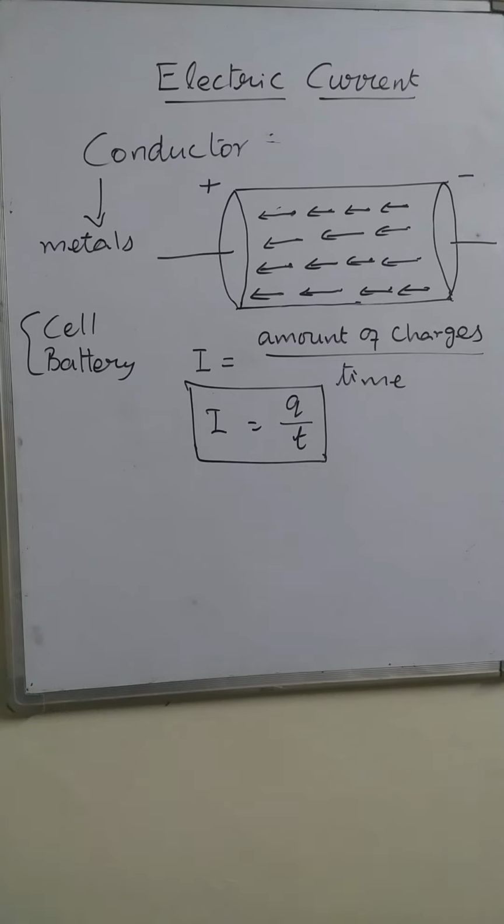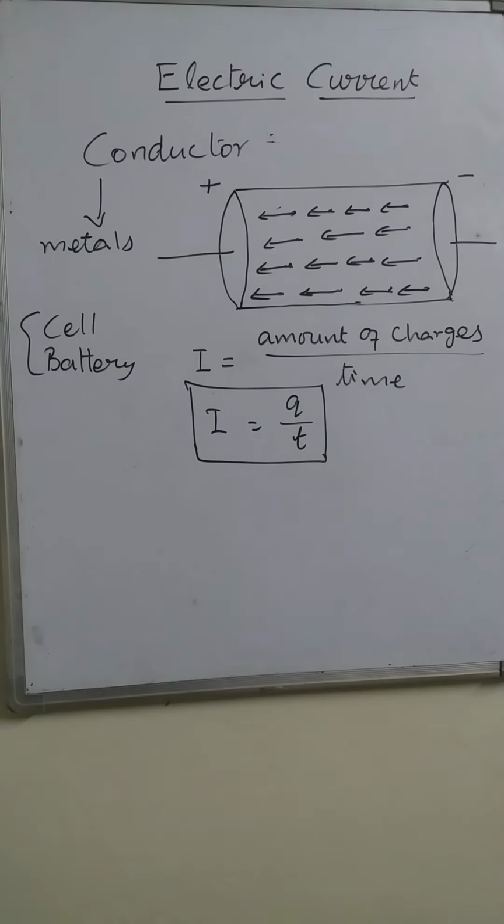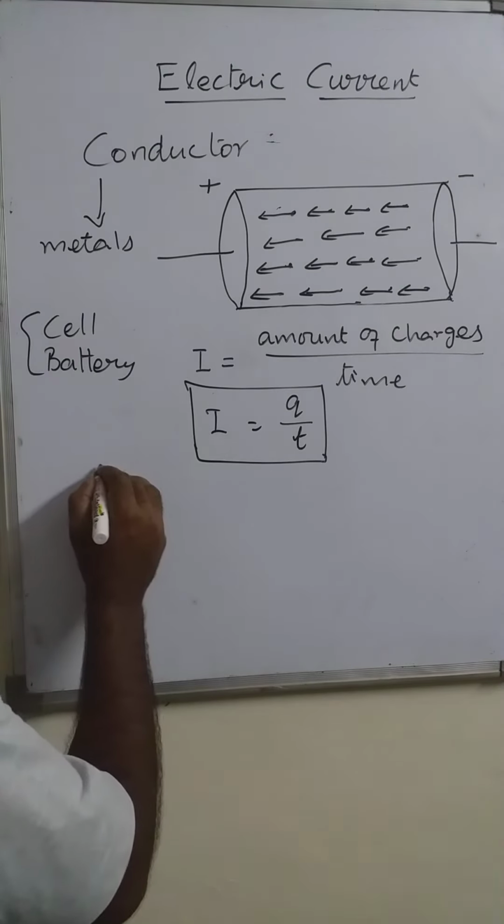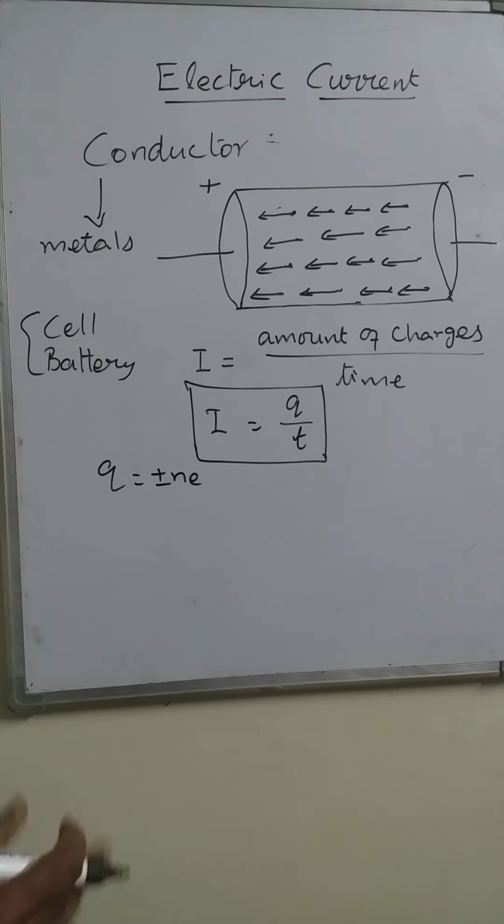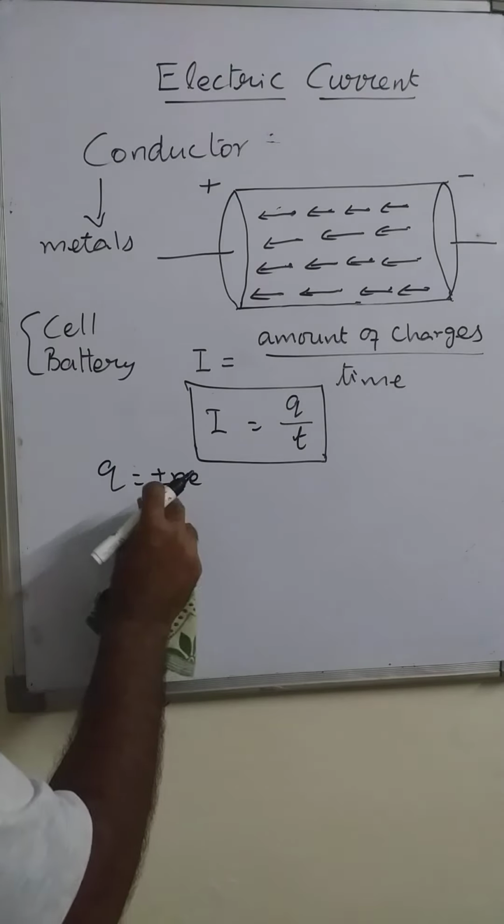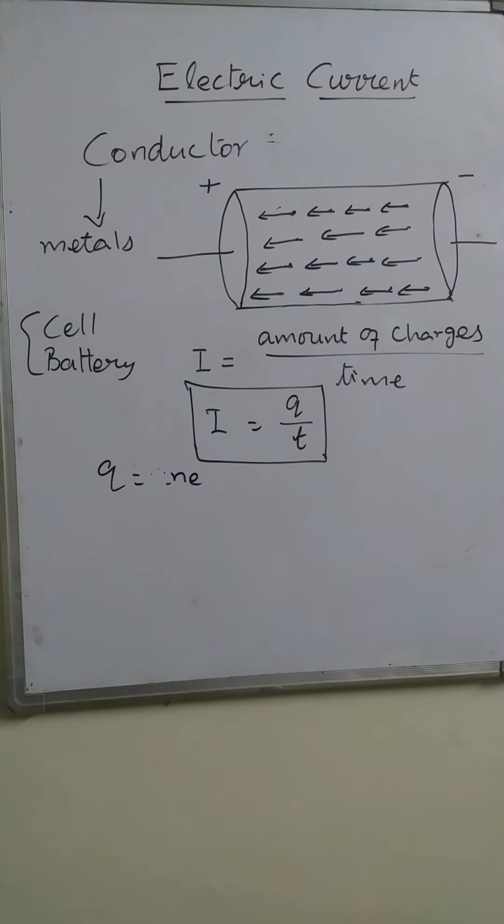So, this is I equal to Q upon T, that is the electric current. So, one more physical quantity we got, that is electric current. But in the earlier topics, in the properties of charges, we obtained one formula. It was Q is equal to plus or minus N E. Plus or minus represents only positive or negative charge. By taking only their magnitude, we can use Q is equal to N E.